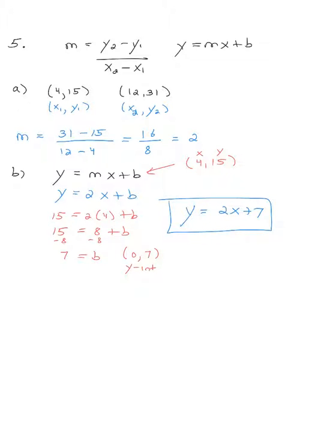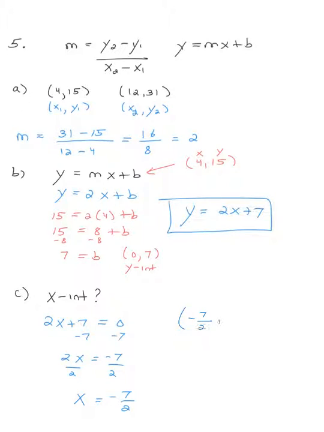I can now use this in part C to figure out what the x-intercept is, the place where this graph crosses the x-axis. I take my equation and set it equal to 0. I'll subtract 7 from both sides, and then divide both sides by 2. And we can leave our answer as negative 7/2. And perhaps I'll put this in as a point, and note that this is the x-intercept. And that is it for this problem.